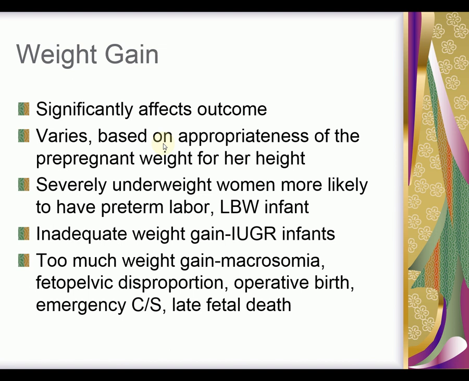If we have too much weight gain, we can see macrosomia, which means a large baby with a large head. Fetal pelvic disproportion, because if we have a large baby and we have a small pelvis, then we're going to see fetal pelvic disproportion. We see a lot of operative birth, meaning that we may have to use forceps to be able to pull the baby out. Mother's legs are really heavy and we're not able to get enough room for that baby to come out. We may have to actually use forceps to help pull the baby out.